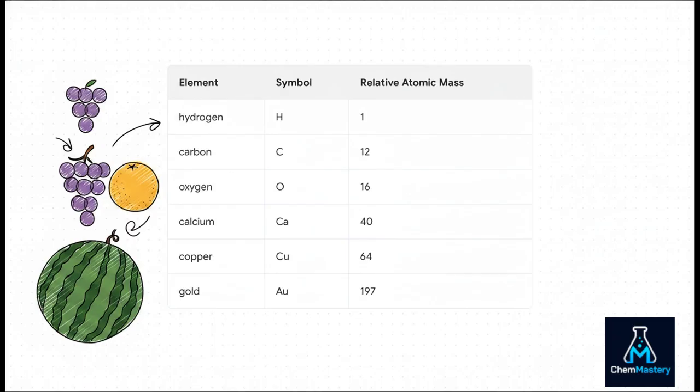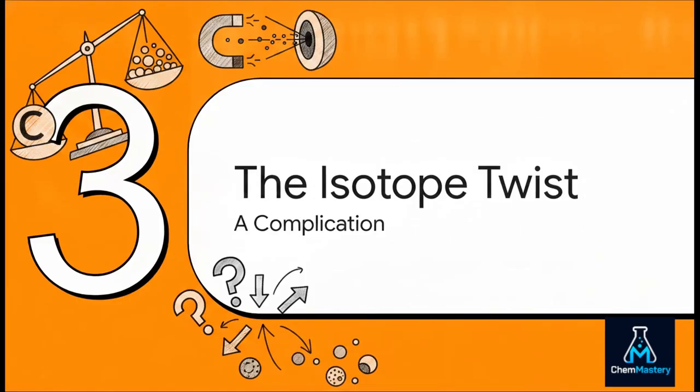A single calcium atom is exactly 40 times as heavy as a hydrogen atom. So calcium is like a heavy grapefruit compared to our hydrogen grape. And gold, all the way down there at 197, is essentially a massive watermelon. Every single relative atomic mass on this list is beautifully, mathematically anchored by that carbon-12 standard. All right, moving right along to section 3, the isotope twist.